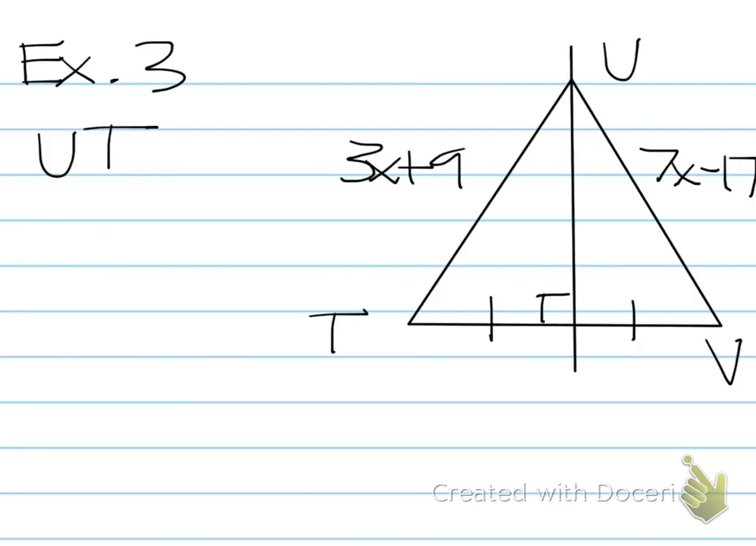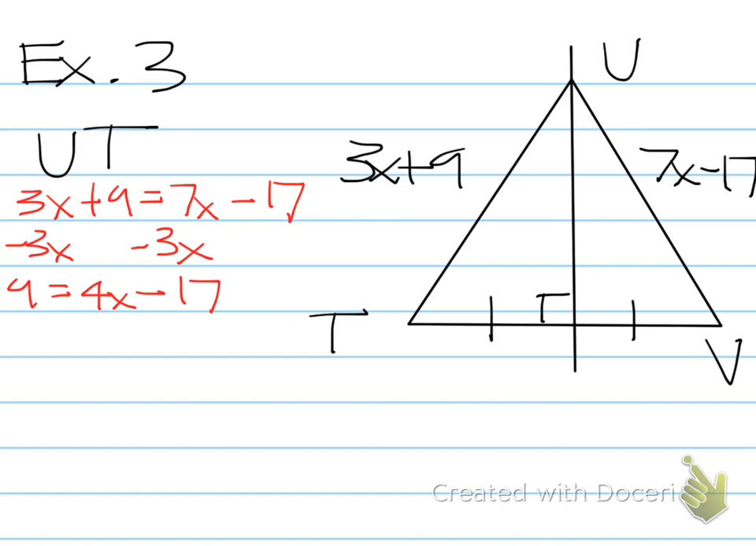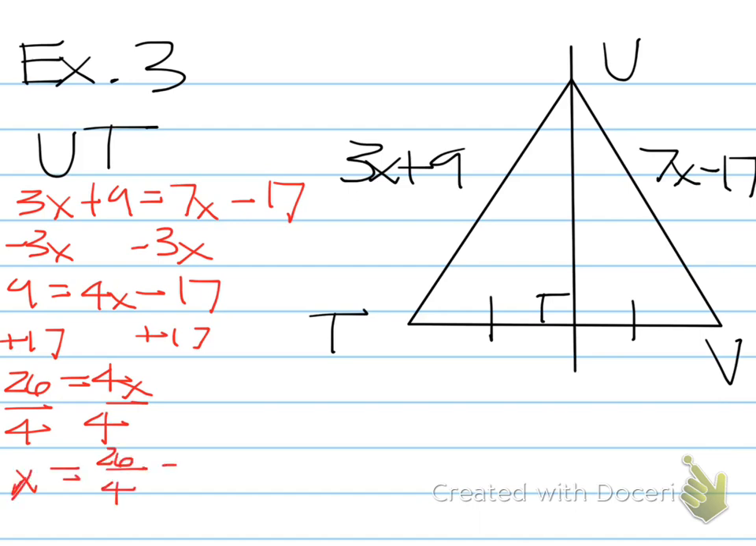In this example, UT is equal to UV. Since the segment going down the middle is the perpendicular bisector, that means that U is equidistant from T and V. So you set the two expressions equal to each other, subtract 3x from both sides, and then add 17 to both sides. Divide by 4, and we get x equals 26 over 4.